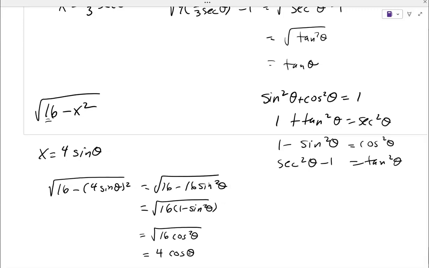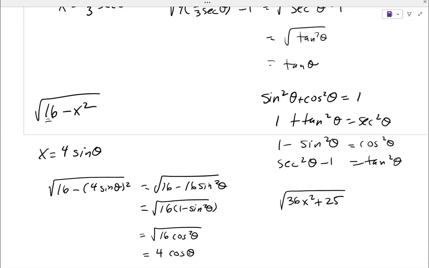Let's do another one. What if you had square root of, let's say, 36x squared plus 25? Again, first thing you want to do is figure out which pattern it fits. Which pattern does it fit? Good, the tangent squared plus 1 pattern, right?